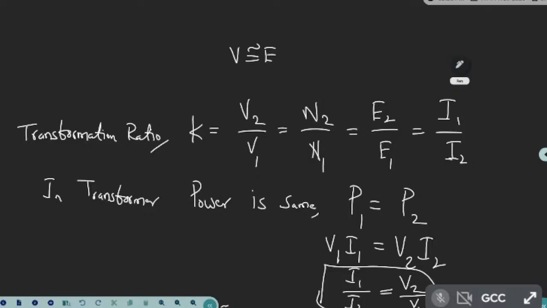So the transformation ratio can be defined as the ratio of secondary voltage to primary voltage, or the ratio of secondary turns to primary turns, or the ratio of primary current to secondary current, or the ratio of secondary induced EMF to primary induced EMF. This is one more formula which is required to solve the problem. We will do one problem on the EMF equation.